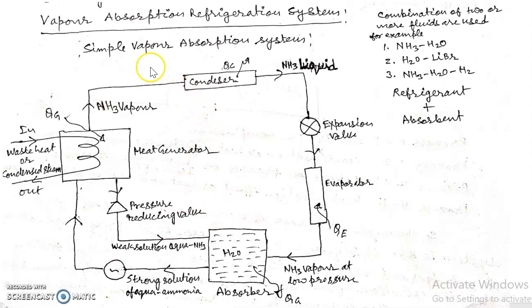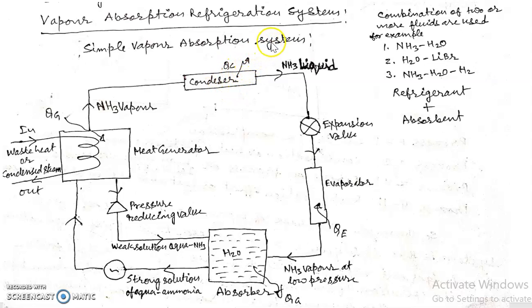So in a simple vapor absorption system, I am taking the combination of aqua ammonia, where ammonia is used as a refrigerant and water is used as an absorbent. As I told you, the compressor is replaced by a set of four different components: absorber, small pump, heat generator and pressure reducing valve, whereas the three parts remain the same. If I start from the condenser, like in vapor compression system, the role of the condenser was to condense the vapor refrigerant into liquid refrigerant. The same role is here in the condenser.